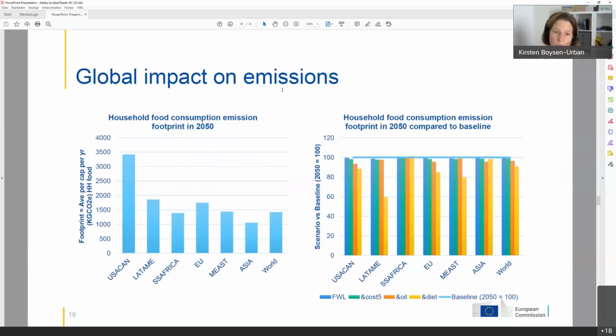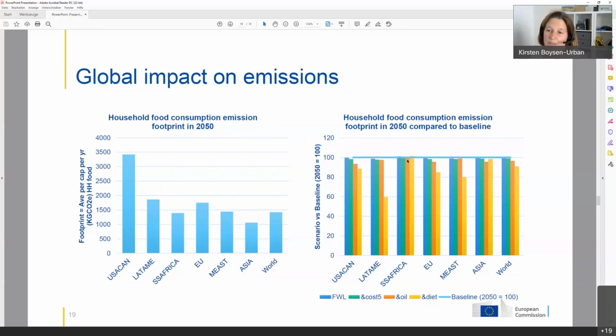Here we see the household food consumption emission footprint in 2050 on the left-hand side, and on the right-hand side the changes due to the different scenarios. I think here we can easily say that the impact of food waste and loss and the oil scenario is rather small, and that the highest impact comes from dietary changes, particularly important, for instance, when we look at Latin America or also the Middle East and the EU.